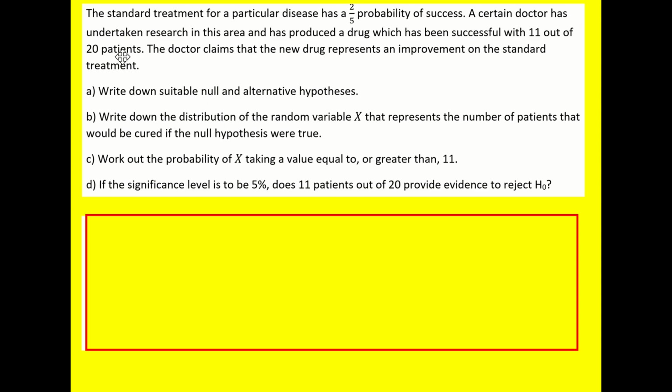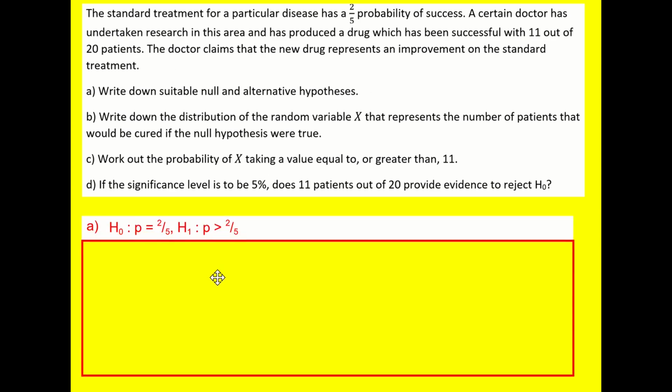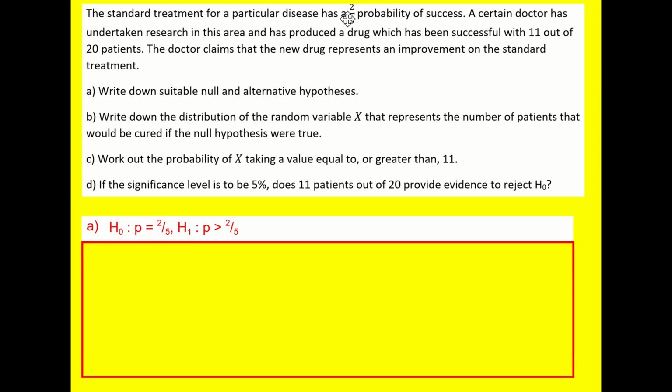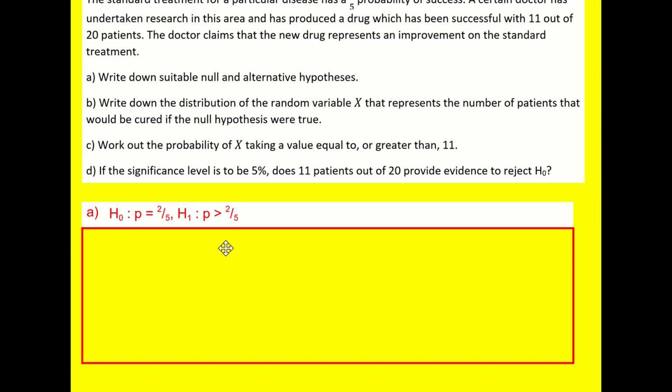Okay, hopefully you've had a go at it. So, suitable null and alternative hypotheses. H0 is going to be that the probability is 2/5, so we can do calculations with that one. And then because we're interested in an improvement on the standard treatment, H1 is going to be that P is greater than 2/5 this time.